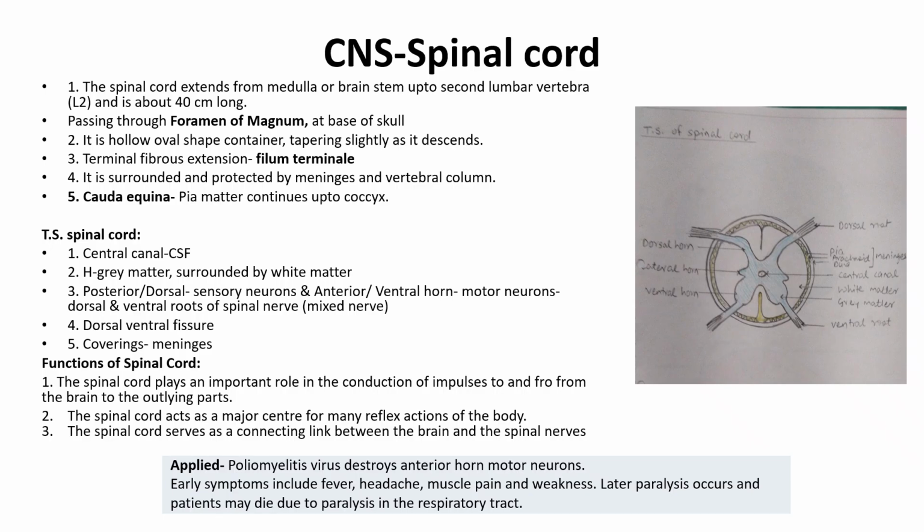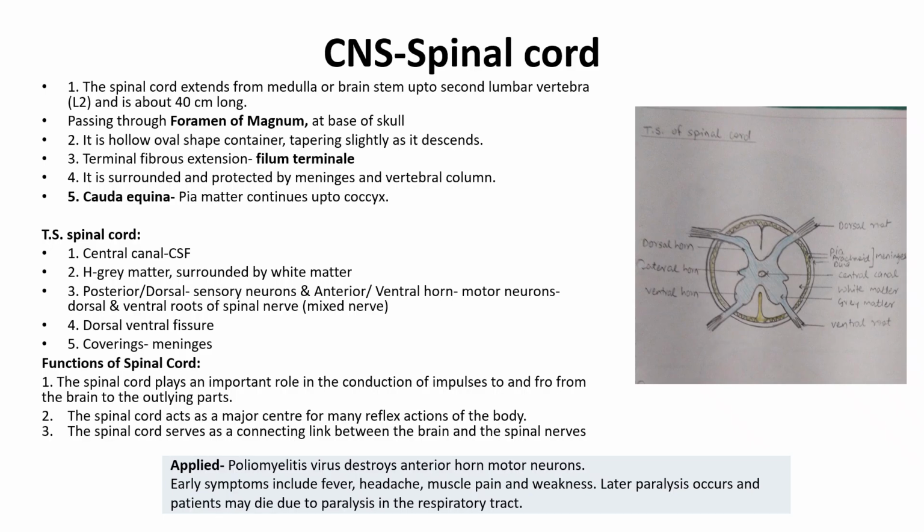The posterior or dorsal horn and anterior or ventral horn give rise to the dorsal and ventral roots of the spinal nerve, and then they form the mixed nerve. There is the dorsal and ventral fissure, and the coverings, that is the meninges: dura mater, arachnoid mater and pia mater. Functions of the spinal cord: it plays an important role in the conduction of impulses to and fro from the brain to outlying parts.